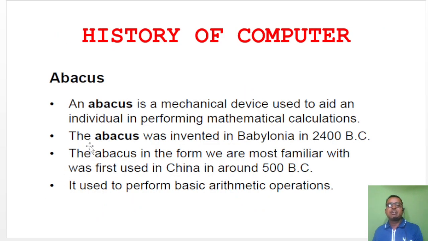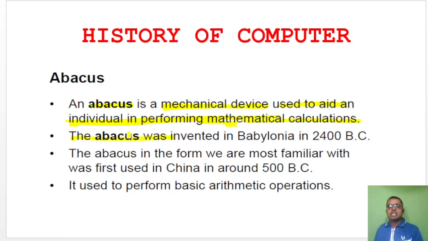So next, history of computer. Abacus is a mechanical device. Remember this one: abacus is a mechanical device used to aid an individual in performing mathematical calculation. Individuals can use it to perform mathematical calculations.